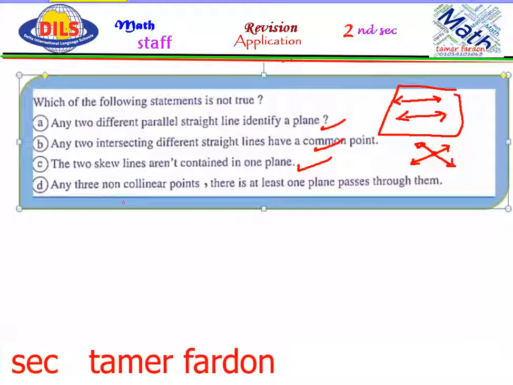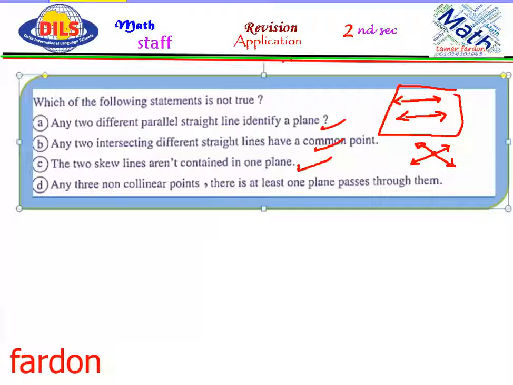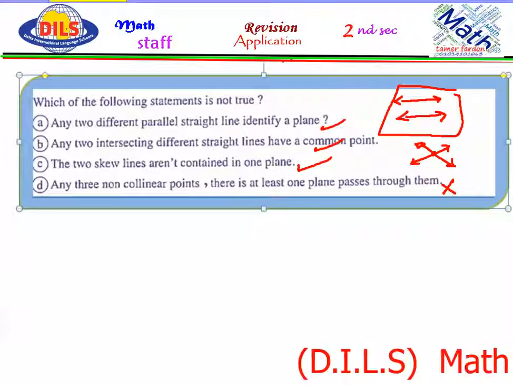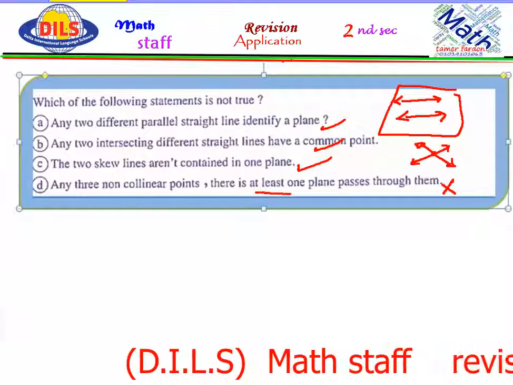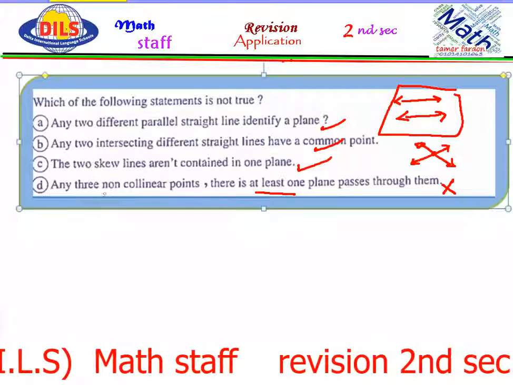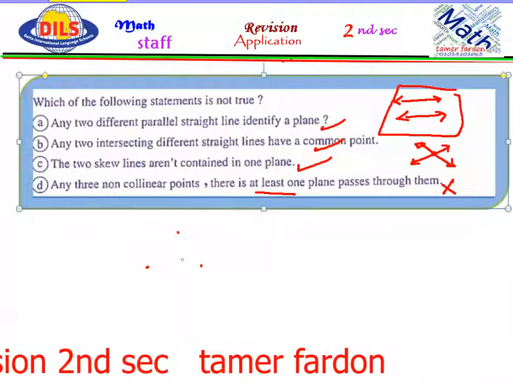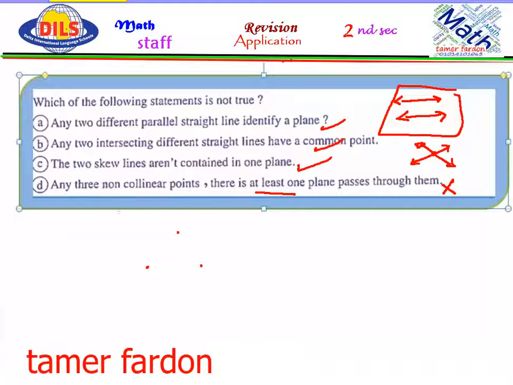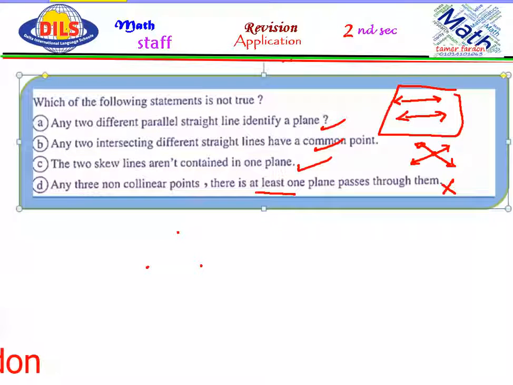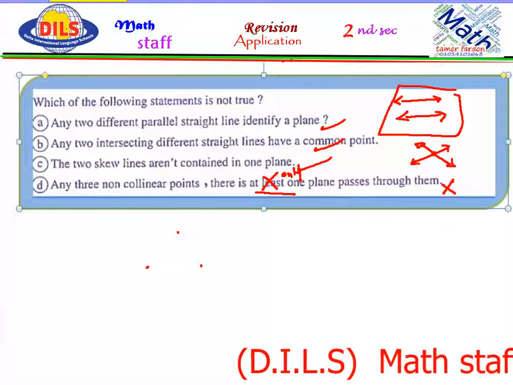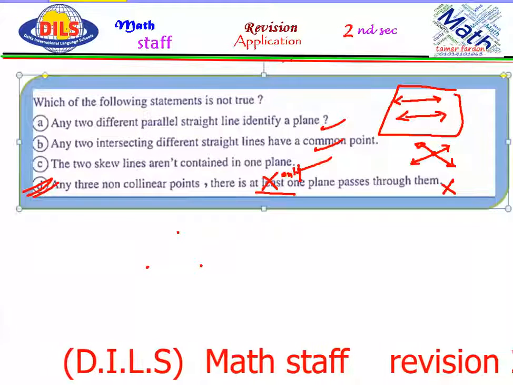Any three non-collinear points, there is at least one plane passing through them. Wrong. This statement is wrong because we know that any three non-collinear points determine only one plane. Any three non-collinear points, there is only one plane passing through them. So the answer is D.